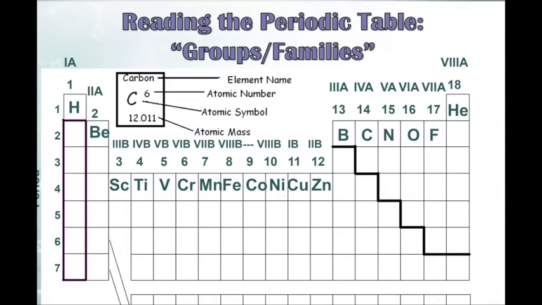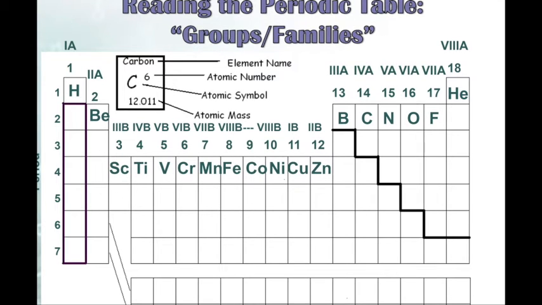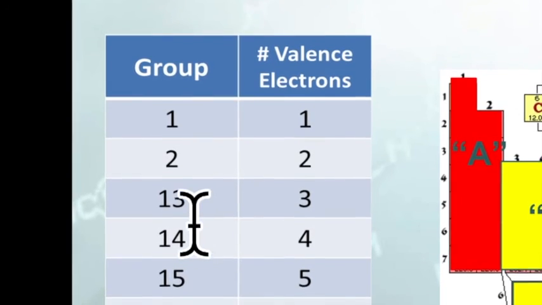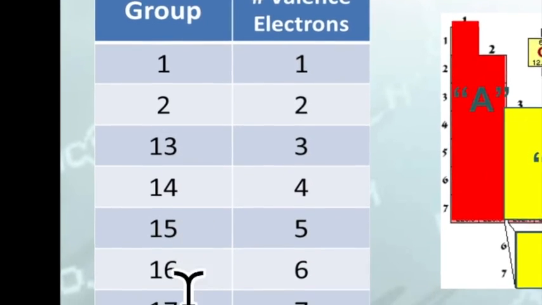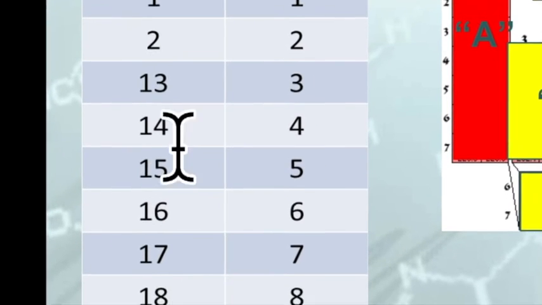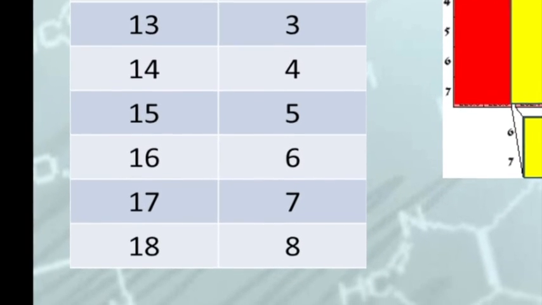When you read the periodic table, groups or families, we are going to use 1, 2, 3, 4, 5, 6, 7, 8, 9, 10, 11, 12, 13, 14, 15, 16, 17, 18. So that's what we're going to be using in this class. So we correspond 1, 2, 3, 4, 5, 6, 7, 8. Okay, even though we skip the middle and just go right to group 13.